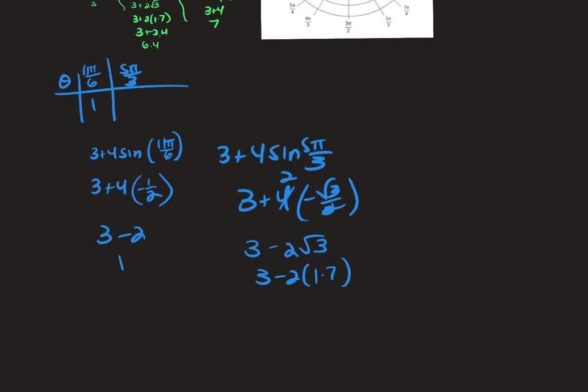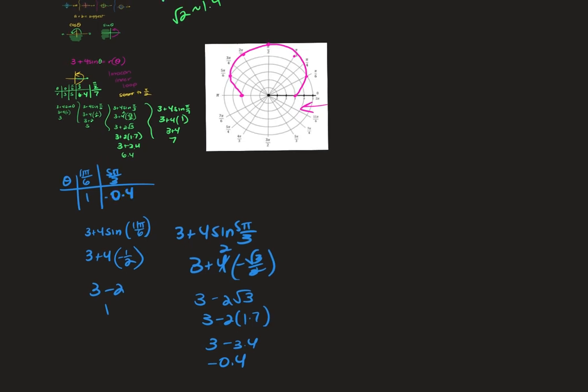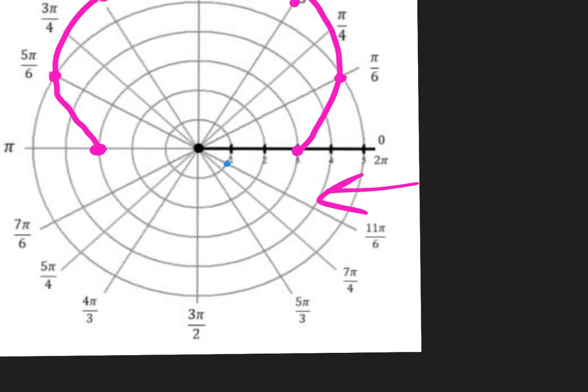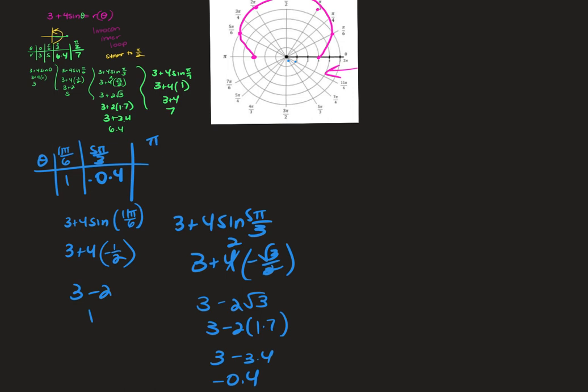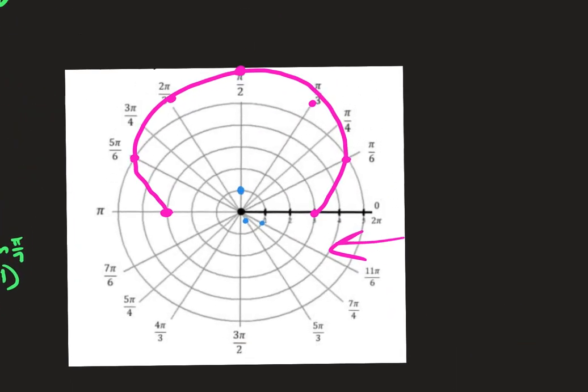You skipped over 4. Yep. I typically either do over 6 and over 3, or over 4. I don't do both. So this is negative 0.4. So already I know my point is going here, and then it comes into here. Then I would go to 3 pi over 2, and the sine there is negative 1. And now that coordinate point is above the x-axis. And that's how the loop happens.